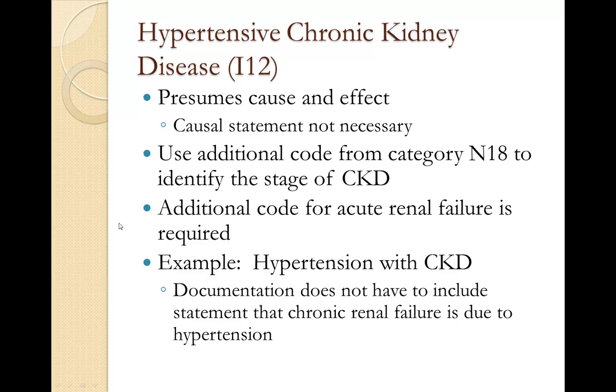All right, hypertensive chronic kidney disease, again, same guidelines as we had with 9. This one actually assumes that there is a cause and effect relationship, so we don't have to have that causal statement indicated. So whether this read hypertensive chronic kidney disease or hypertension with chronic kidney disease, we would still code both of those out of the I12 category. So unless it specifically states that the kidney disease is not due to hypertension, we are going to code this out of I12. Just like with the hypertensive heart disease, we're going to use an additional code to specify any stage of chronic kidney disease.